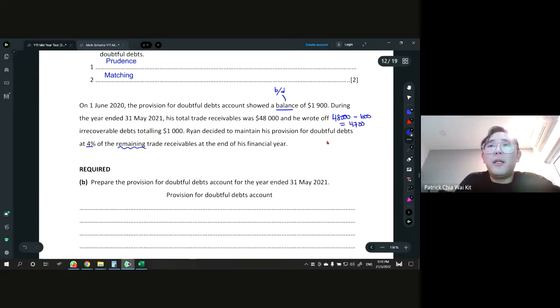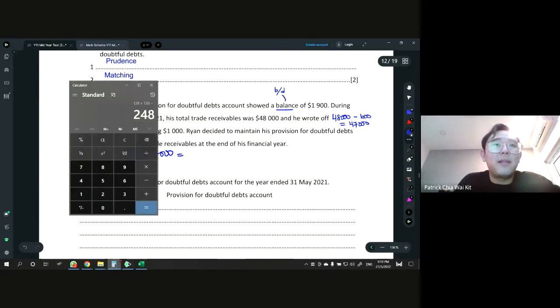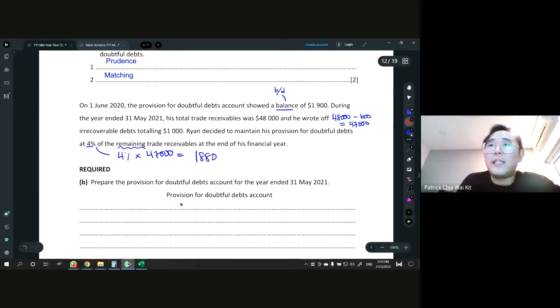So the remaining TR is 47,000. This one needs 4% times 47,000, and the answer that we get is 1,880. This answer is our balance c/d, but top or bottom? Then you have to see the date. This TR date is actually the end of the year. If it's the end of the year, then this balance will be the bottom one. Whereas if it's the top balance b/d, then the TR will be at the starting, which is like 1st June.